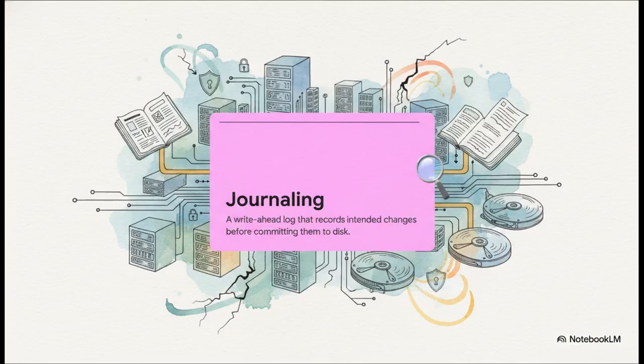The very first key concept keeping our little digital city running safely is journaling. A journal is essentially a write-ahead log. It acts as your absolute vital safety net against the stuff that gives IT admins nightmares, like unexpected shutdowns or sudden power failures. Before the file system actually commits a permanent change to the physical disk, it safely logs exactly what it's about to do.